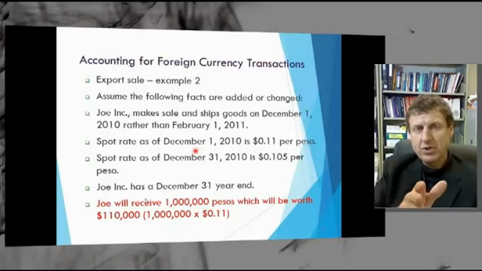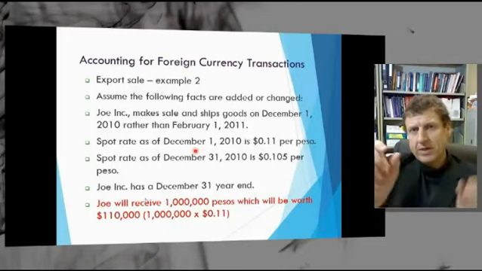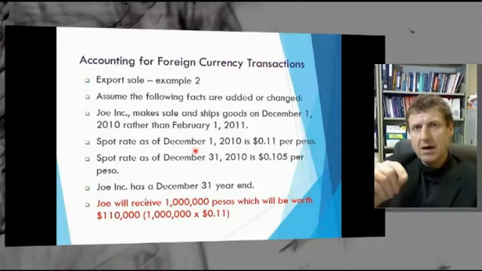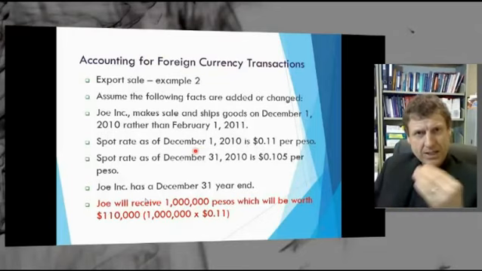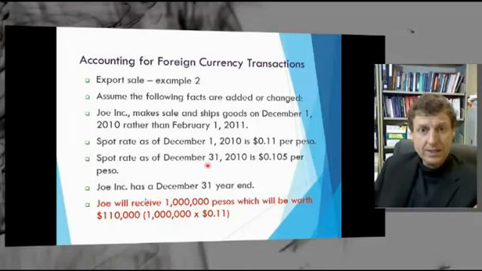So we have to do 1, 2, 3 different sets of entries, recording different parts as we go. So let's go into it, shall we? And we'll take it slowly. We've got example 2. Joe makes sales and ships goods on December 1st. It's a credit sale, and remember, it's 3 months. The spot rate on December 1st is 11 cents per peso.